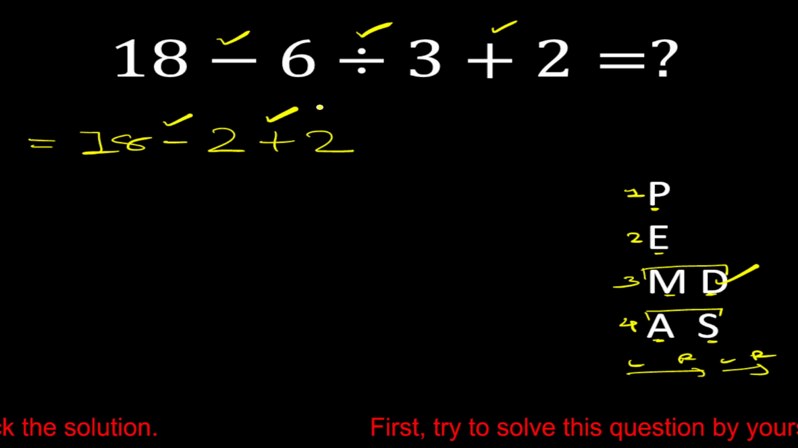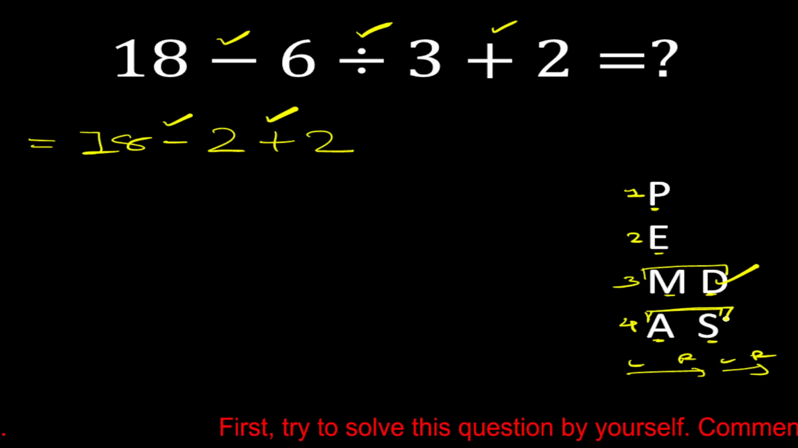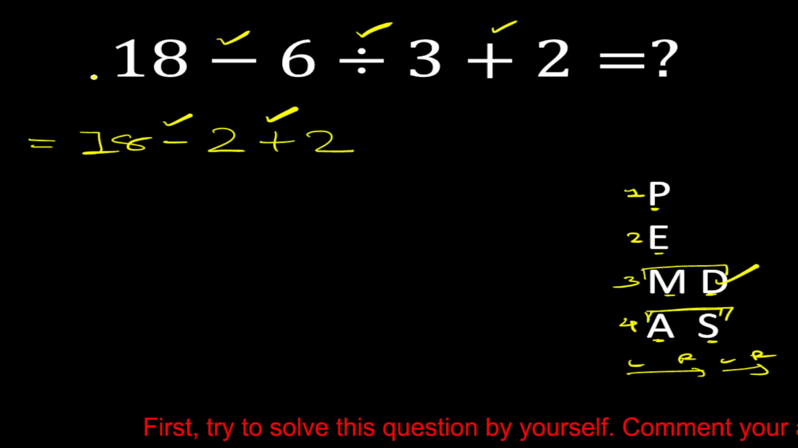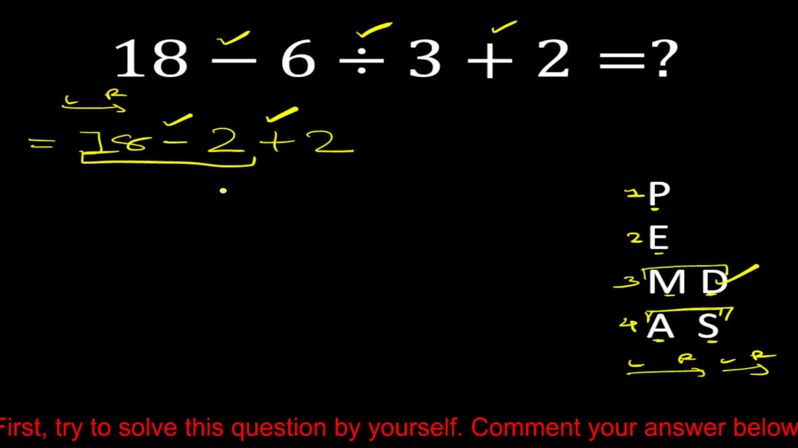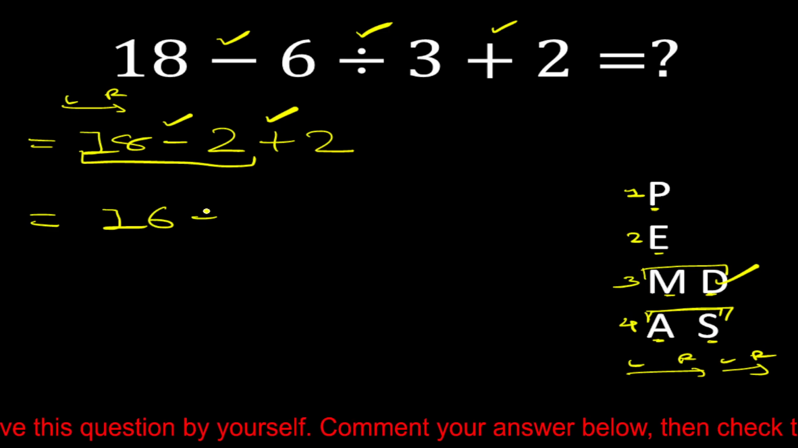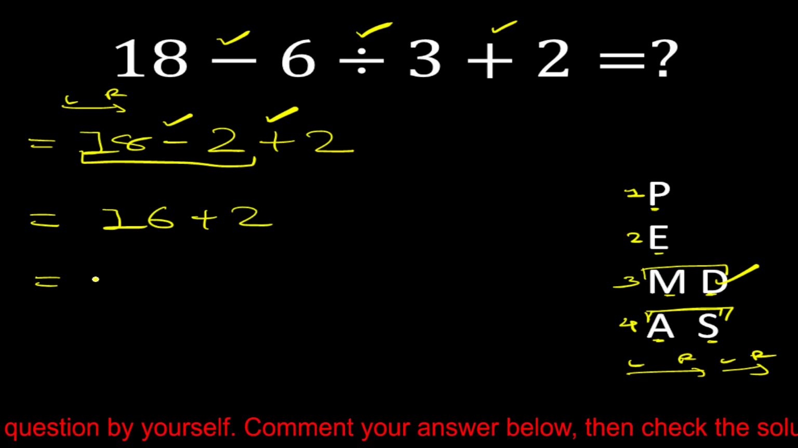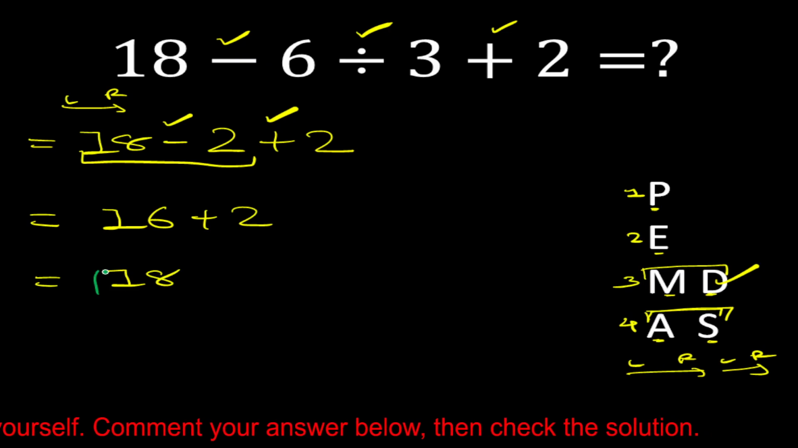Now here is one subtraction and here is one addition. So according to the PEMDAS rule, both have equal priority, addition and subtraction. So we have to solve it from left to right. So first we have to solve this subtraction. So 18 minus 2 is equal to 16, plus 2. Now 16 plus 2 is equal to 18. Okay, so the correct answer is 18.